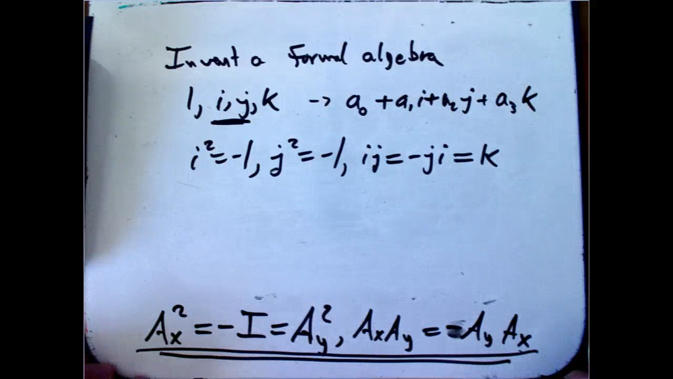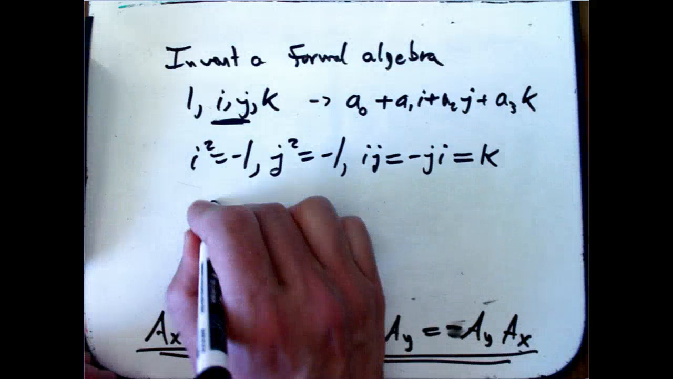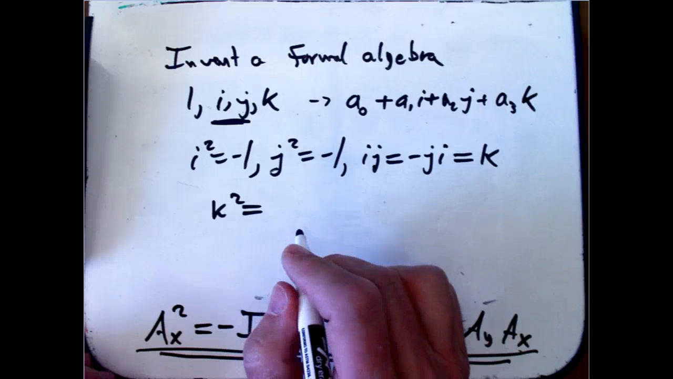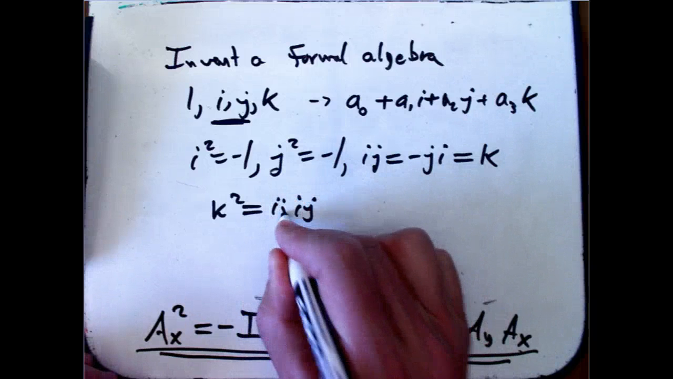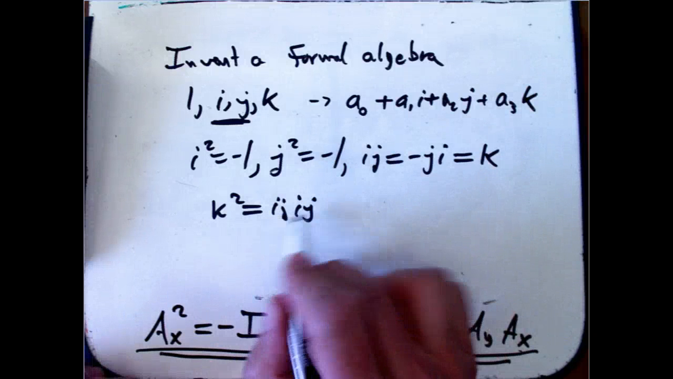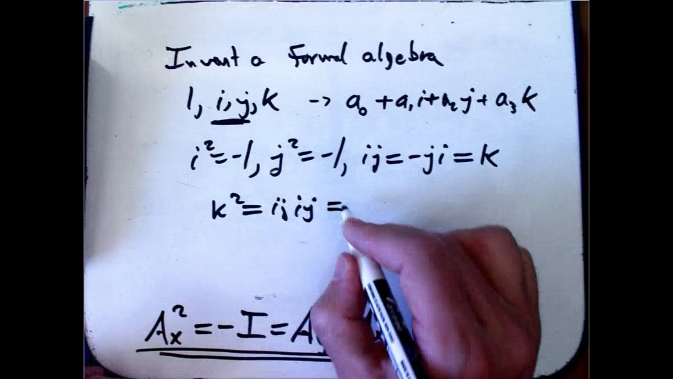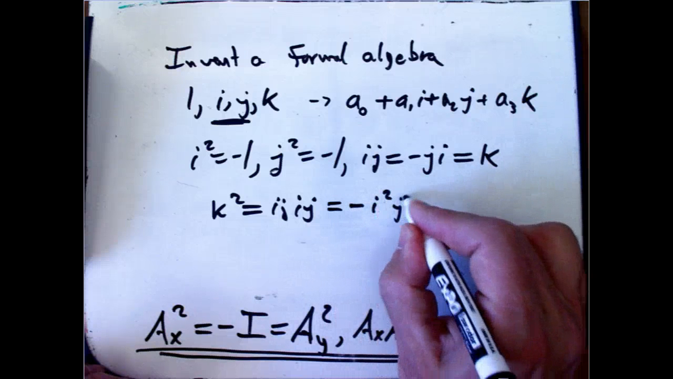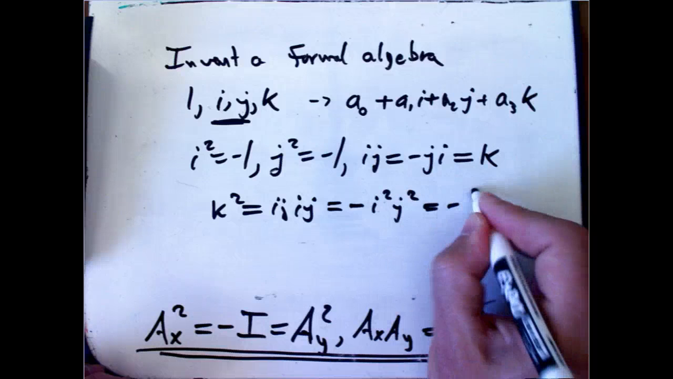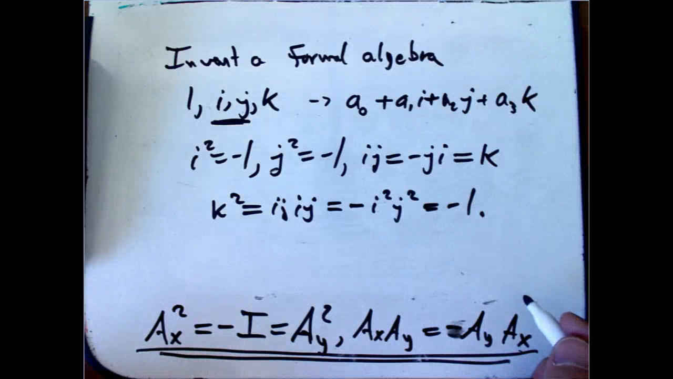Okay. And in fact, let's see, what about k squared? K squared is, well, it's ij, ij. Turns out we don't have to throw out the associative law, so I don't have to put any parentheses. And so I can switch the j and the i at the expense of a minus sign. That's minus i squared j squared. Oh, minus, minus, minus, that's also minus 1. So that's cool.